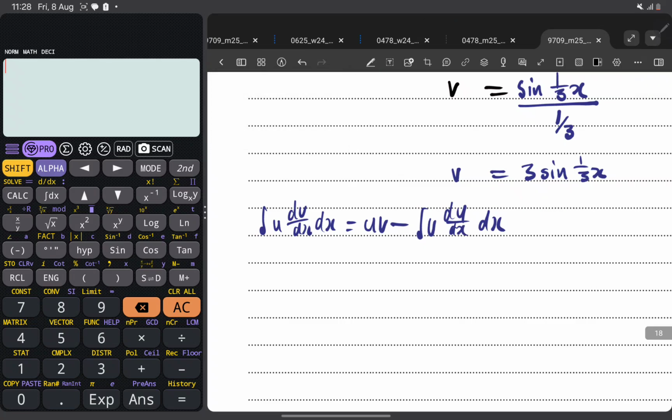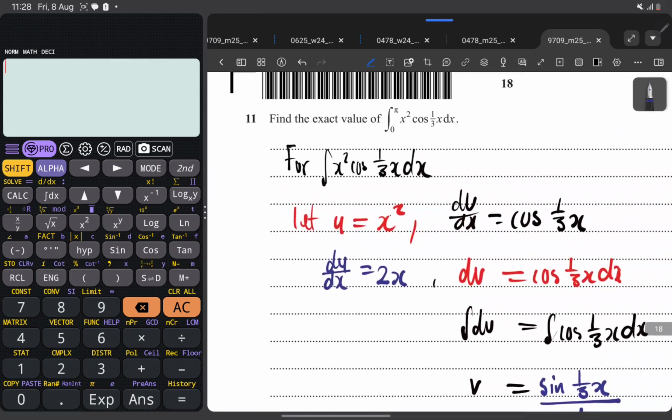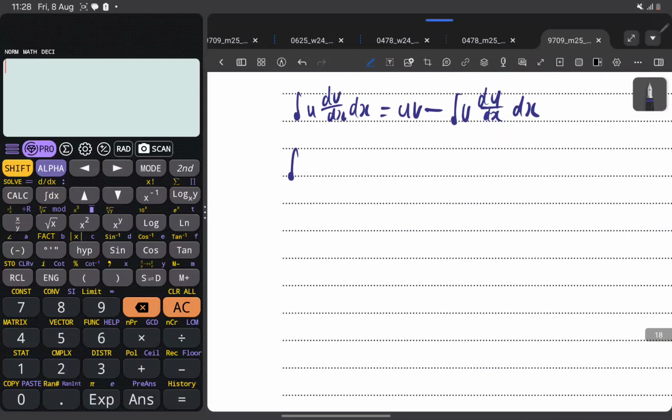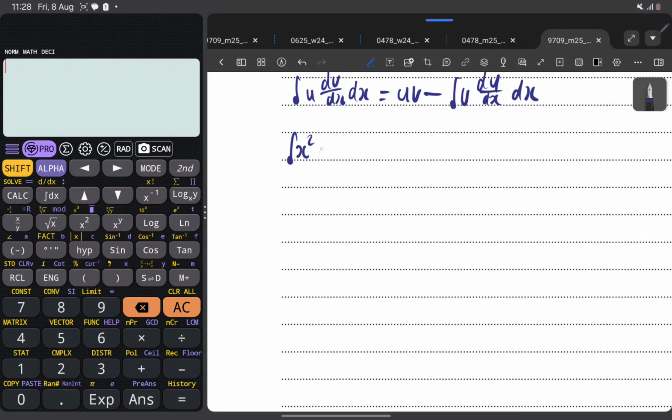We are going to say, fine, let's now put it. So, what is u? Is the integral of u dv dx, whatever, you've already chosen it. It's x squared cos 1/3 x dx. So, the integral of x squared, which was our u, times cos 1/3 x, which was our dv dx, with respect to x, is equal to, what do you now do?